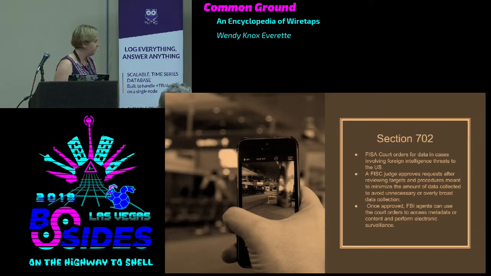So we get into 702. This is what FISA orders are done under. The FISA court is a special court. It is still what we would say an Article 3 court, which means there's federal judges on it. Everything in it is classified. Essentially, the judge approves these requests.